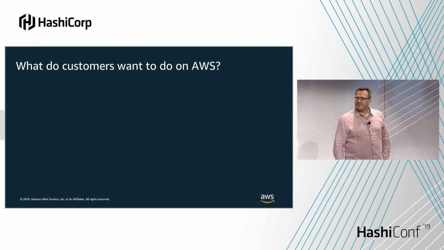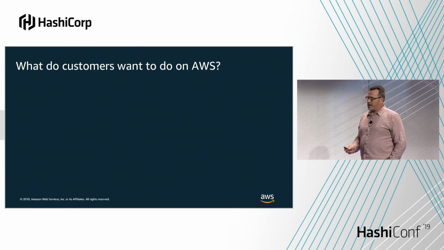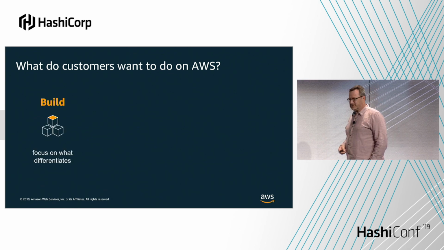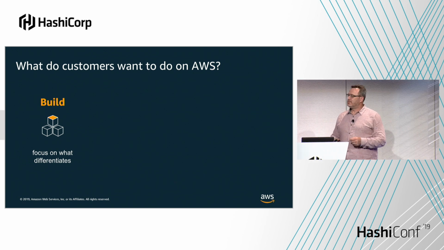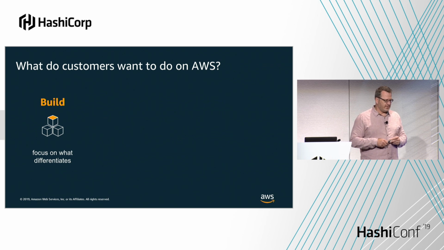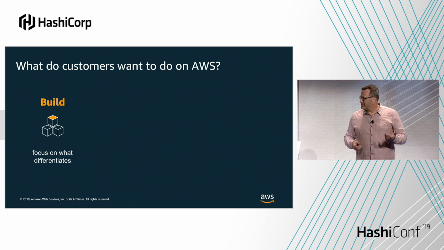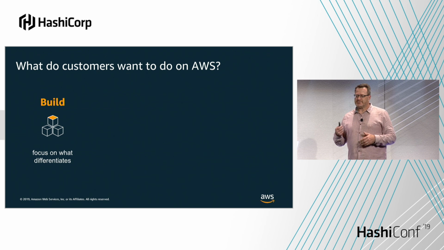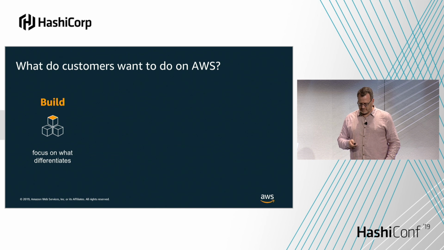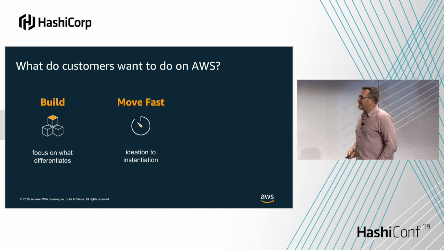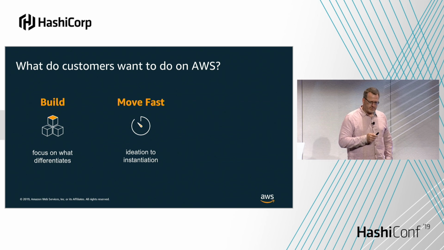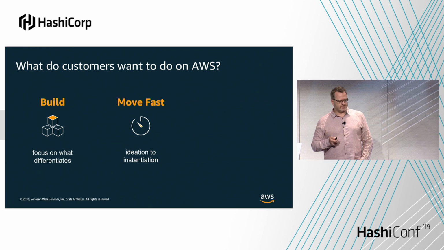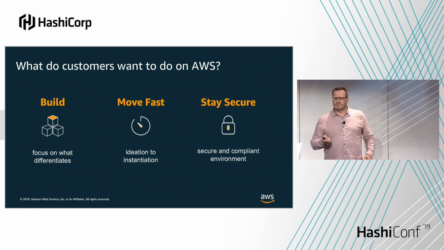What do our customers want to do on AWS? Give you a little bit of background on why we did this. One of the things that we see is customers want to build. They just want to focus on what's differentiating. They don't want to do the heavy lifting. If you think about things like RDS and things that we create as services, they just want to go and build things. That's a key thing that we want to focus on. They want to move fast, so they want to go from idea to instantiation pretty quick, so we want to support that. And then they want to stay secure.